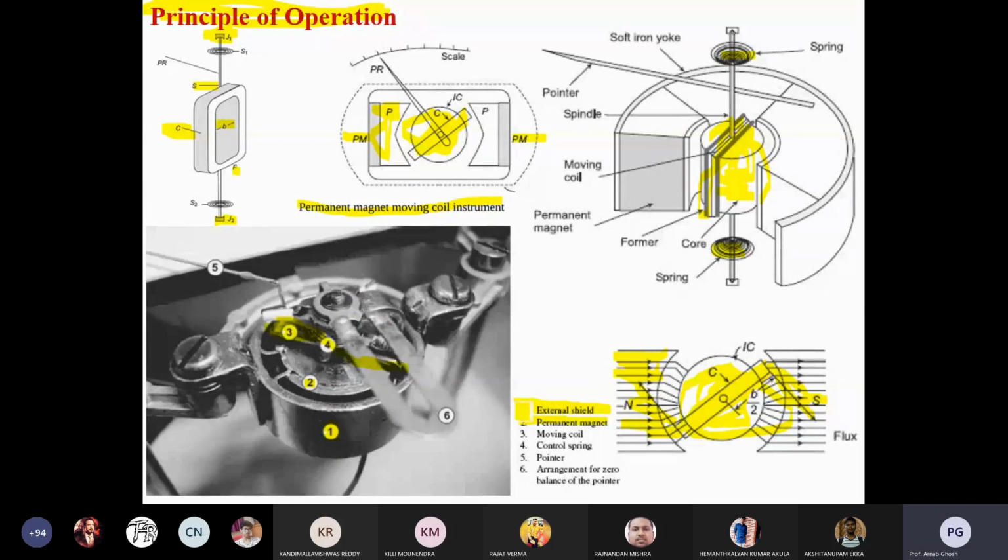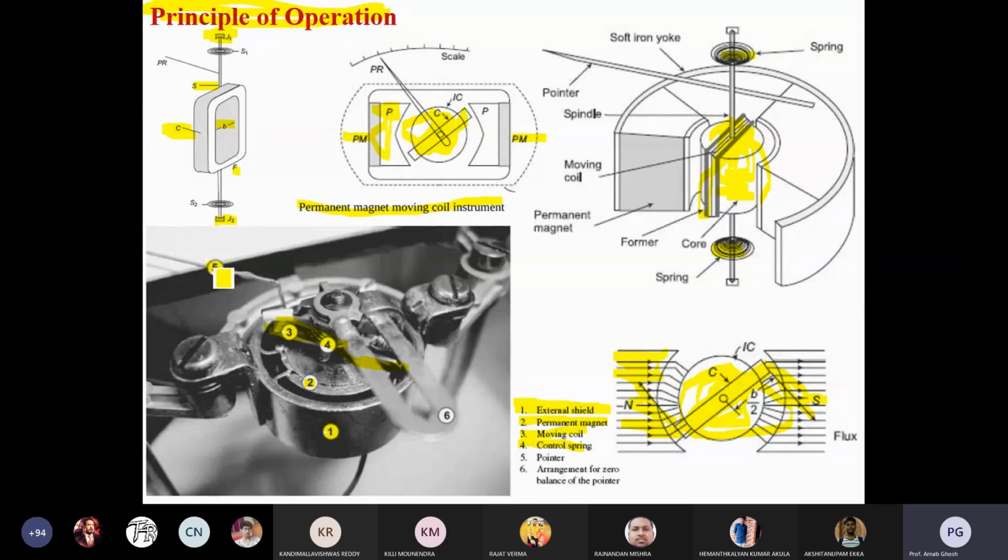And 5 is your pointer. That is pointing out your scale. Here it is also the pointer. PR means pointer. Here you can also see the pointer. So it's a 3D diagram.